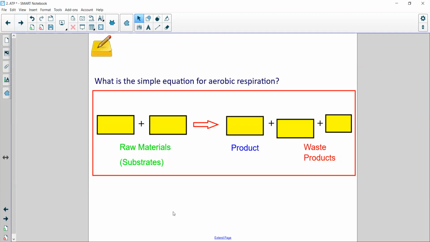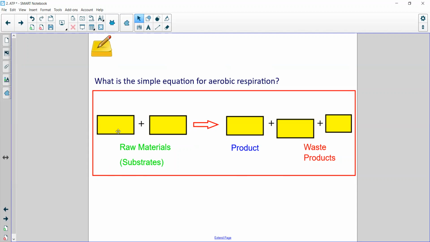Okay, so have a little think about what the simple equation is for aerobic respiration. You might already know this. It's kind of similar to the photosynthesis equation, but just the other way around. So have a little think about this just now. What are the raw materials in aerobic respiration? This is a key word here, aerobic. And then what's the main product and what are the waste products of respiration?